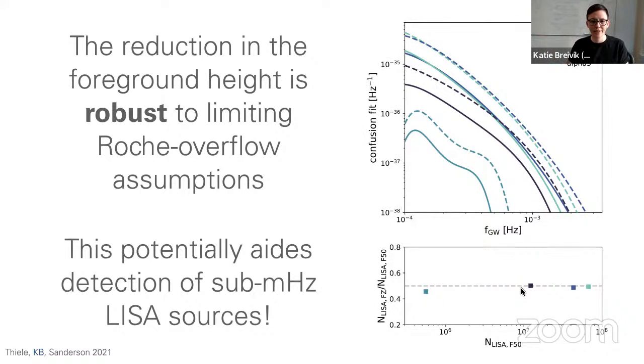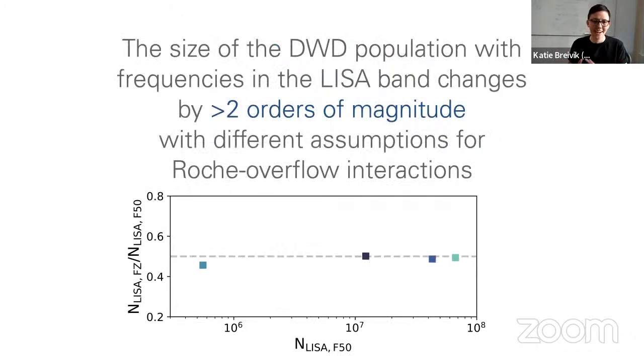The other thing that I want to highlight that's very exciting, and we're thinking a lot about for future work, is that by changing our Roche overflow assumptions, we change the size of the LISA population by 2 orders of magnitude. So once LISA flies, we can really use the size of the resolved population and the size of the population itself as a very strong lever arm on these Roche overflow interactions. We haven't dug into that data set yet, but LISA will have been flying for about 15 years, so we'll see what happens there.